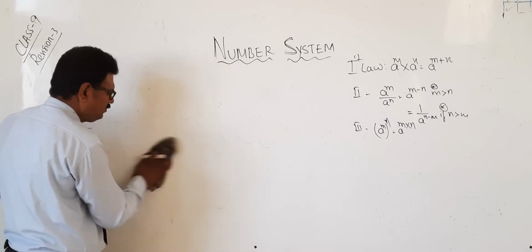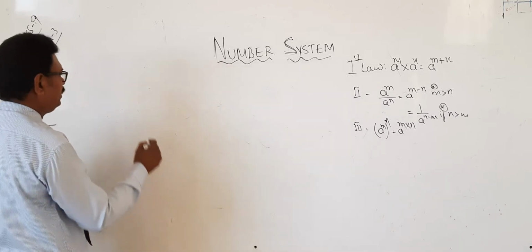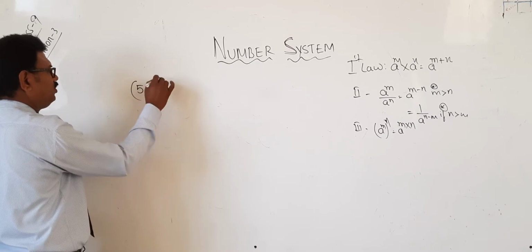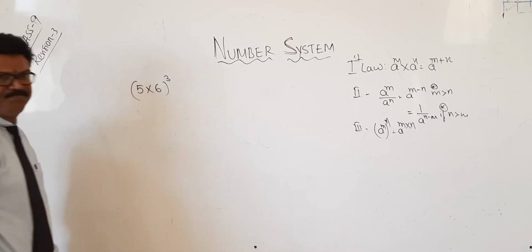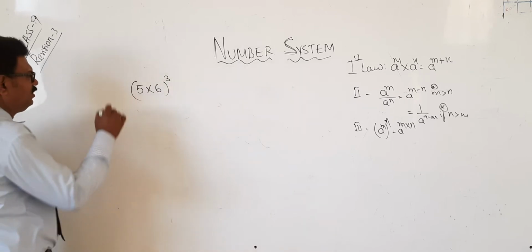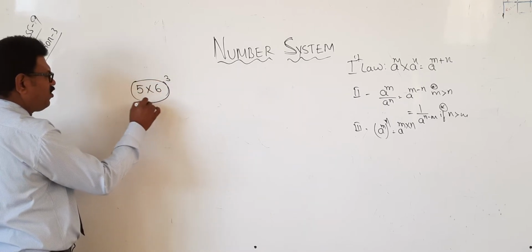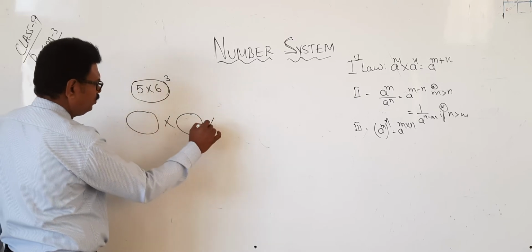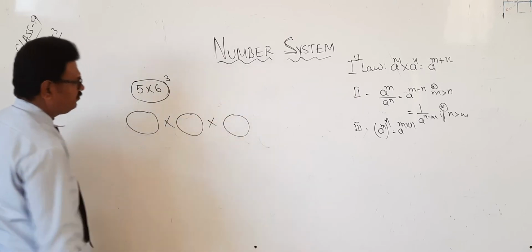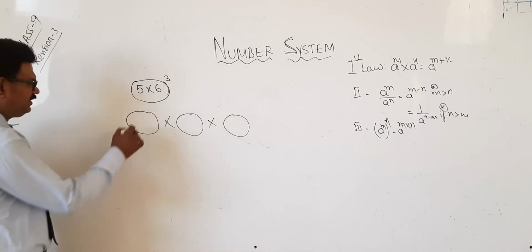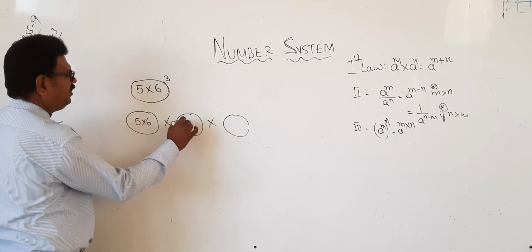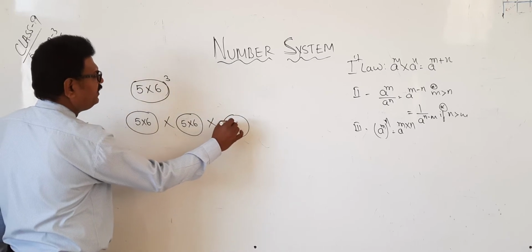Yes. One more law. (5 into 6) whole to the power of 3. Now, if I am taking this as a box, how many boxes should we write? 1, 2, 3. What is there in the box? 5 into 6, 5 into 6, 5 into 6.